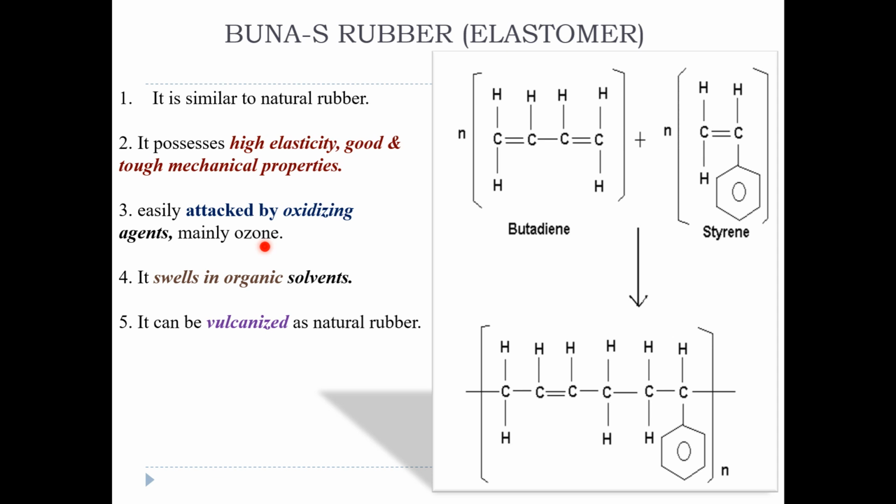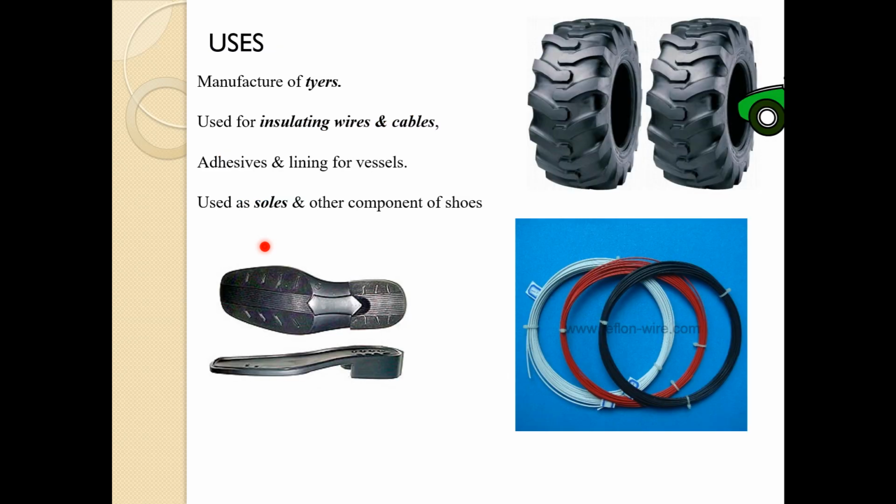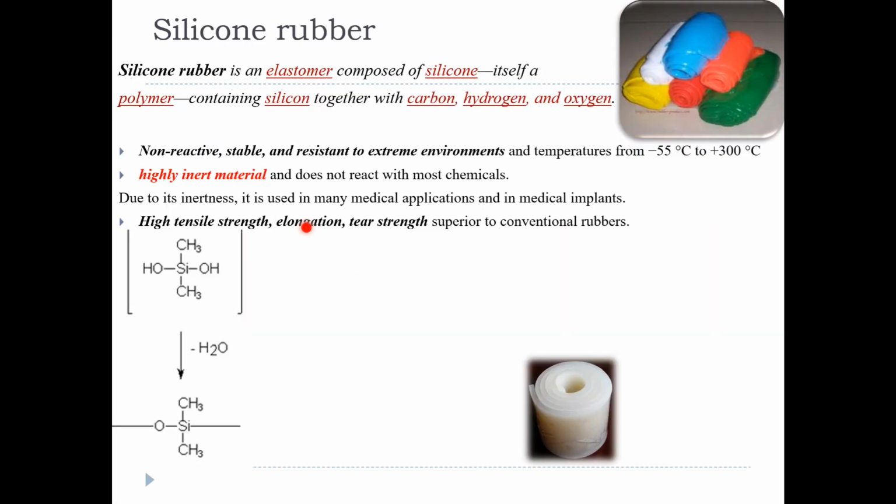Okay. So these are some of the uses: manufacturing of tires, wires and cables, adhesives, soles. You just look anywhere, you have so many uses of rubber. You can see these are all vulcanized rubber. The rubber that we use is basically vulcanized rubber with different proportions of sulfur in it.